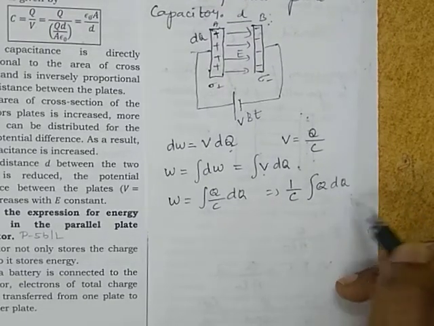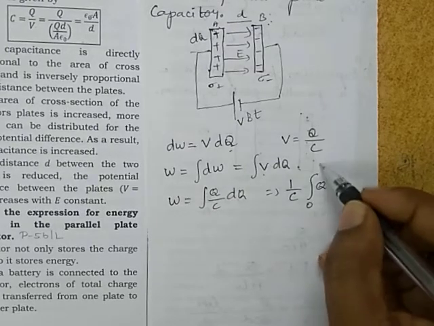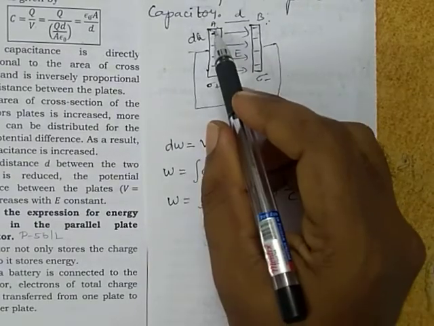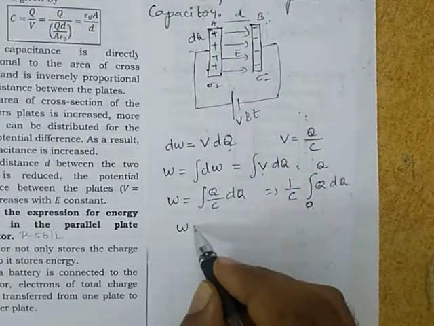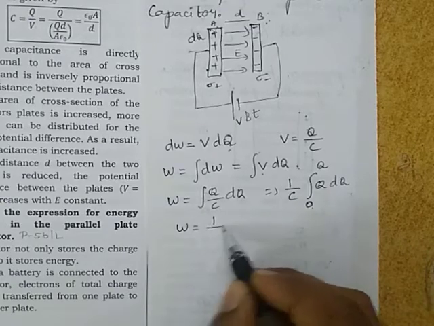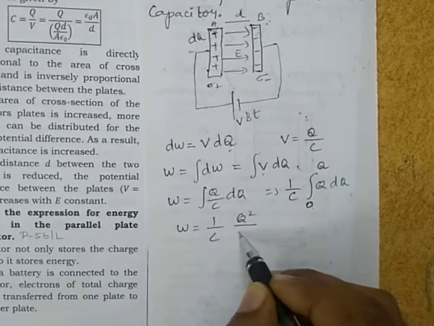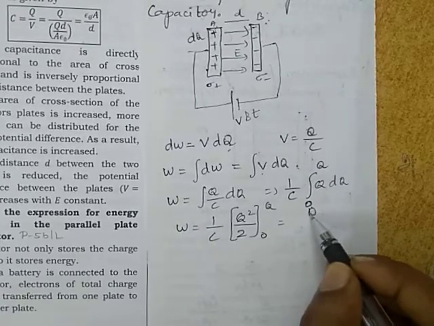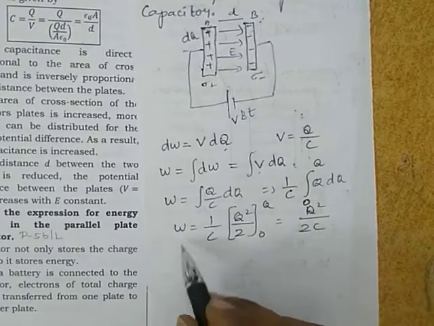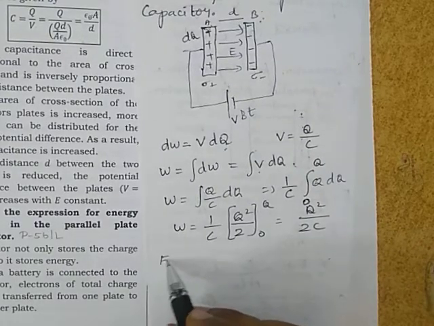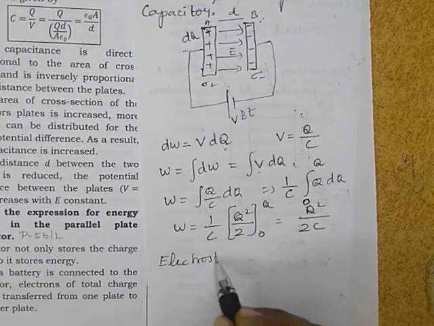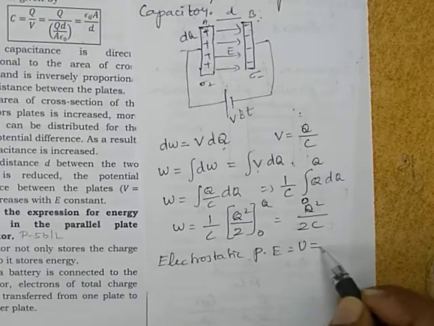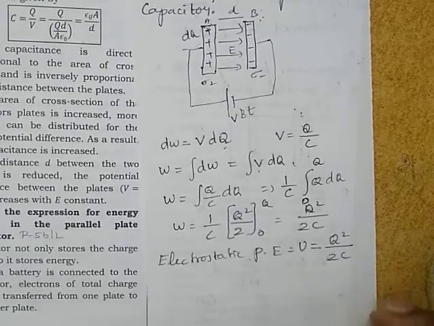Integrating Q dq over the limit 0 to Q, because 0 to Q means transferring charge from 0 to the maximum charge Q. Then work done W is equal to 1 by C times Q square by 2. Applying the limit 0 to Q, we get Q square by 2C. This work done is nothing but the electrostatic potential energy, U is equal to Q square by 2C.